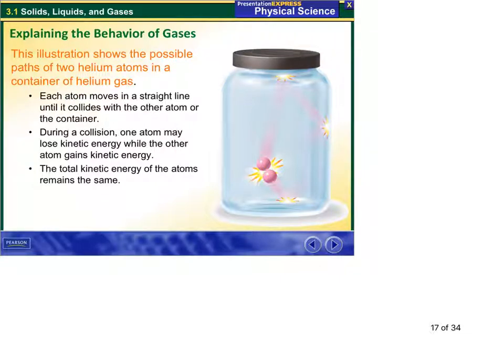Illustration showing some helium atoms in a container of gas. Each atom is going to move in a straight line till it collides with another atom or the container. During the collision, one might lose energy, another is going to gain energy, but the total kinetic energy is going to remain the same.